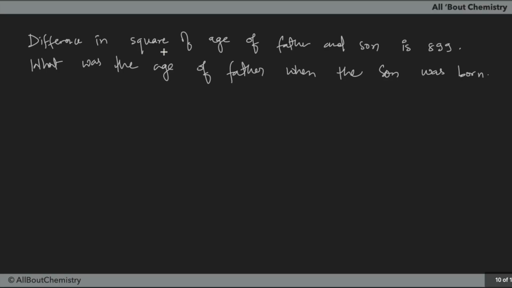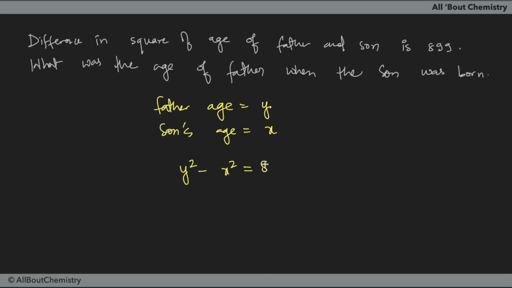It says the difference between the square of the age of father and son is 899. What was the age of father when the son was born? Many people choose the option that the data is insufficient, but it can be done easily. Let's say the father's age right now is y, and the son's age is x, right? So the difference of the squares, that means y square minus x square is equal to 890.